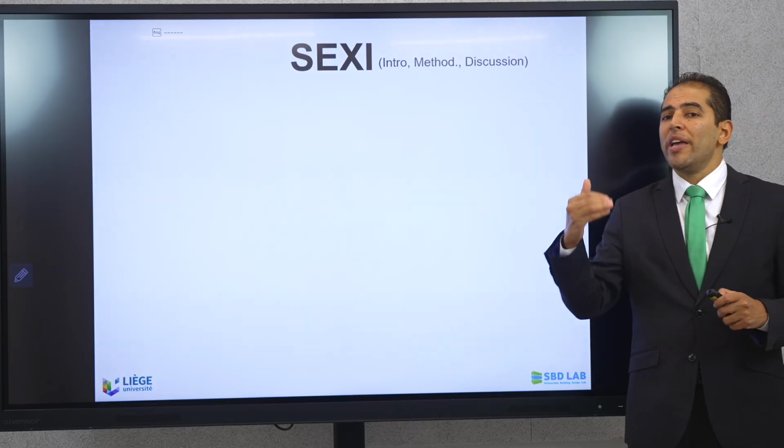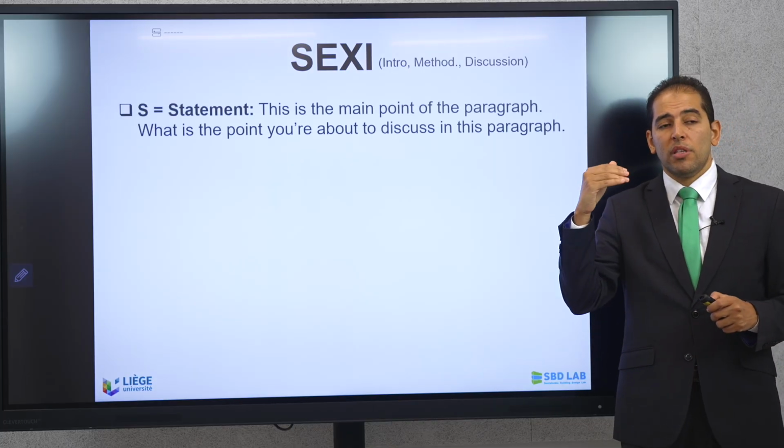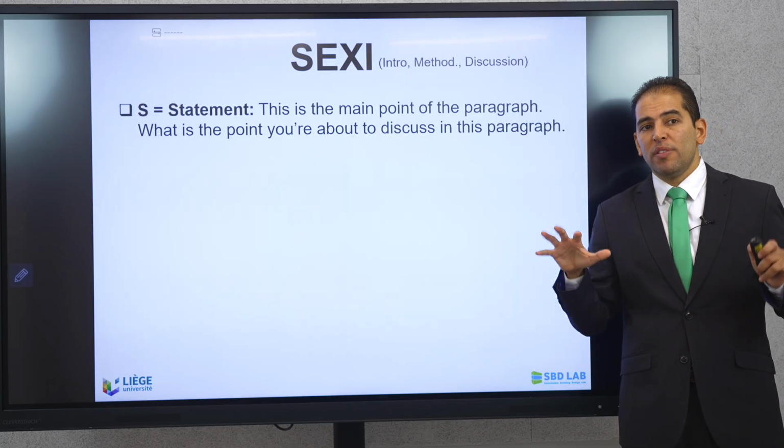We have different ways of writing paragraphs. I want to start with the sexy method, which is a method where you first start with a statement, and this is the main point of the paragraph.